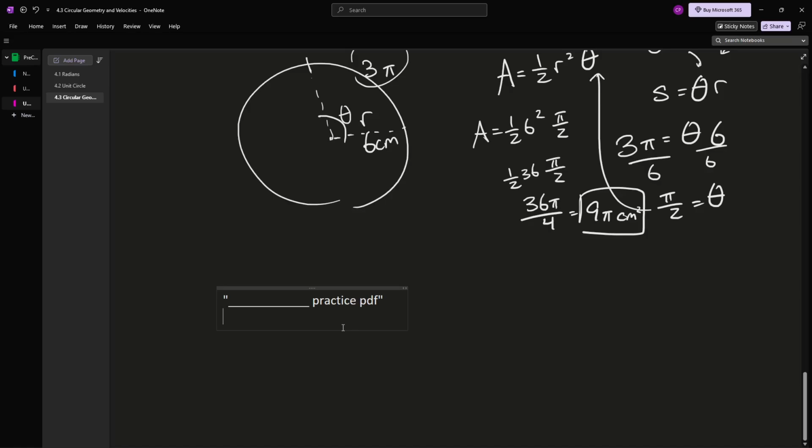Also look to see if they have an answer key, because if you do a practice without really knowing if you're right or wrong, it's not as beneficial.